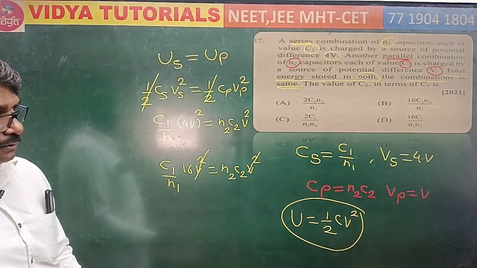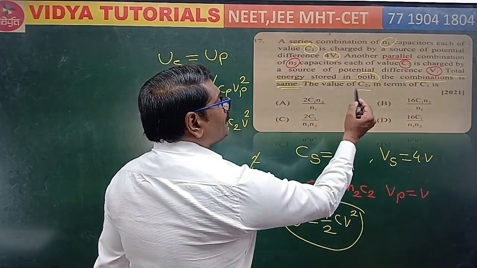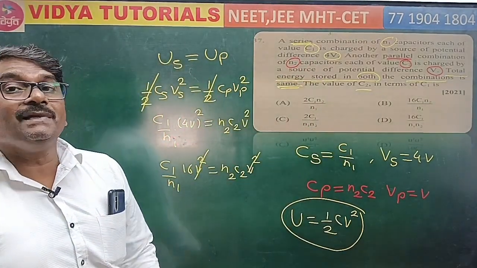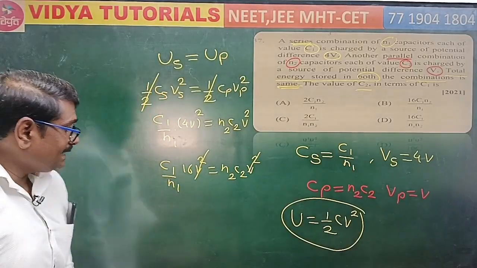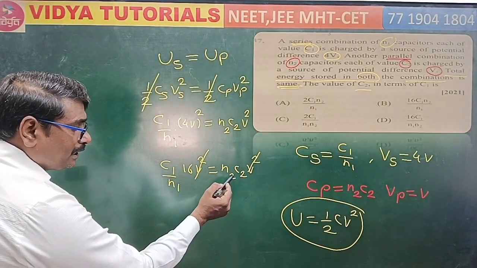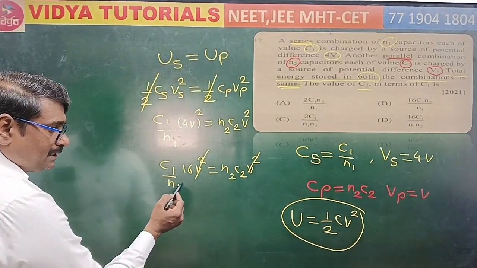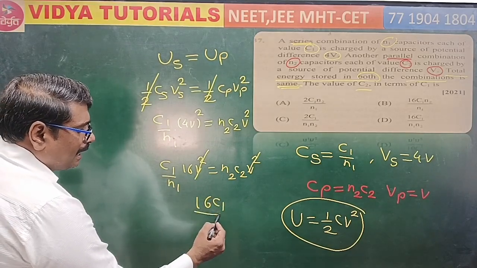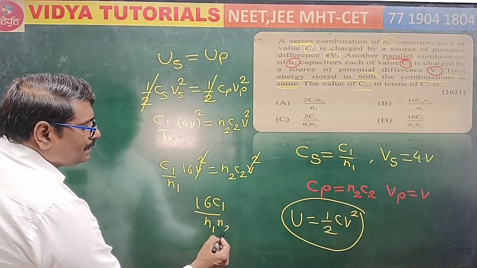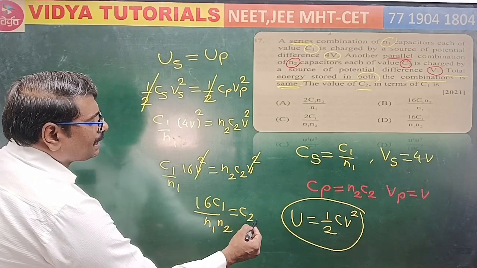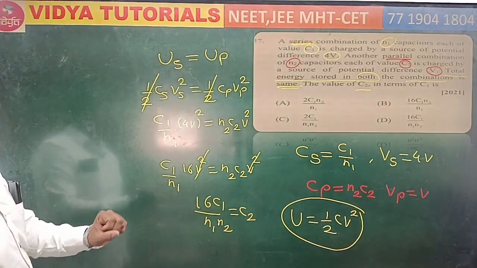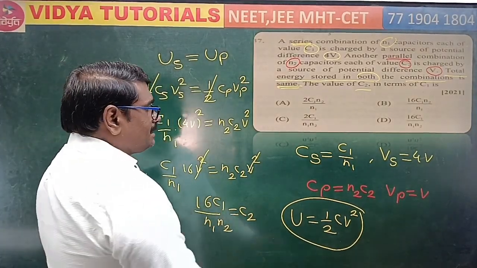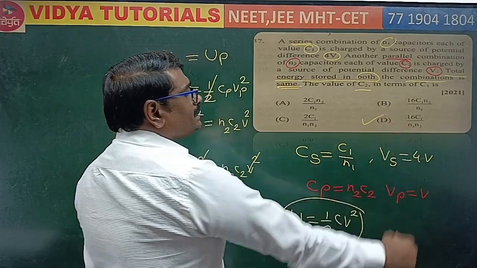But what's the question? The question is to find the value of C2 in terms of C1. C2 is here, therefore N2 which multiplies becomes divide. Hence we can say that 16 C1 upon N1 N2 is equal to C2, our correct answer. Let's see where it is. See, the answer is here. The correct option is D.